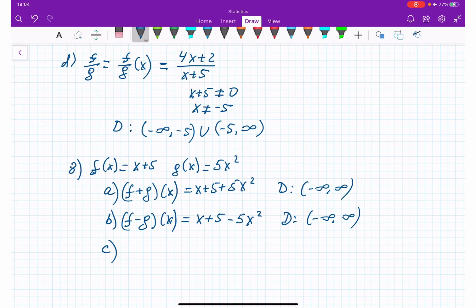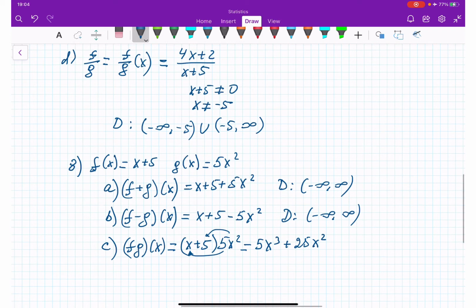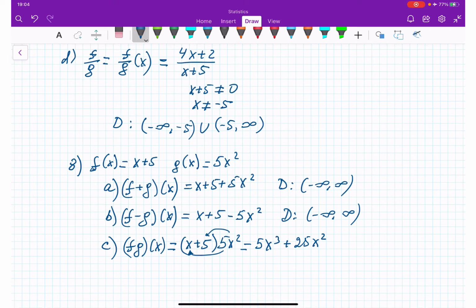Next, we are going to do multiplication. f times g of x, we're going to get x plus 5 times 5x squared. So let's multiply: 5x squared times x is 5x cubed, and 5x squared times 5 is plus 25x squared. And the domain is going to be again negative infinity, positive infinity.